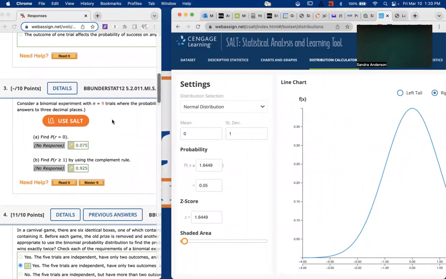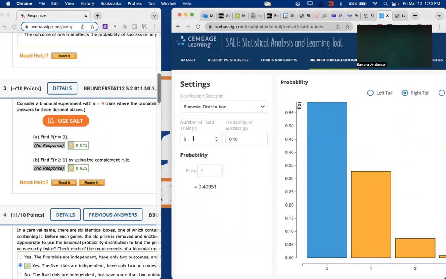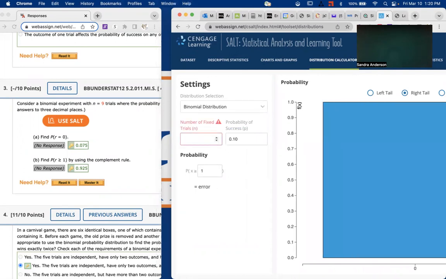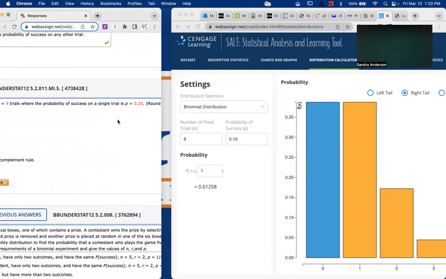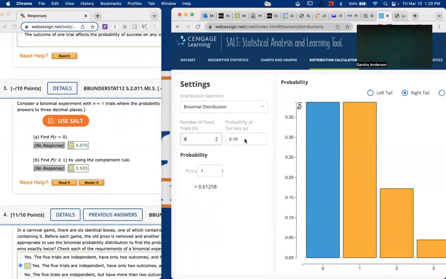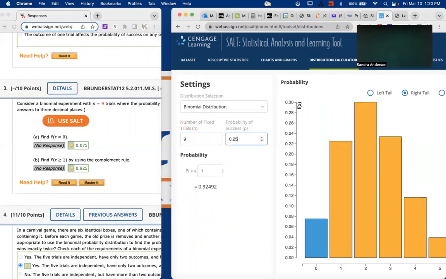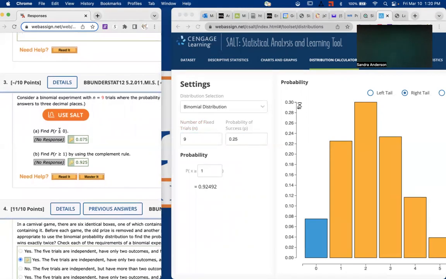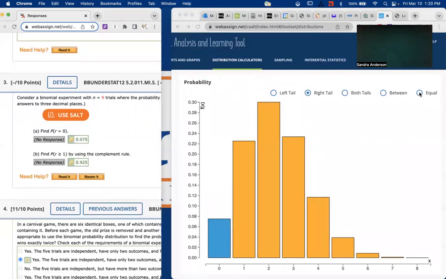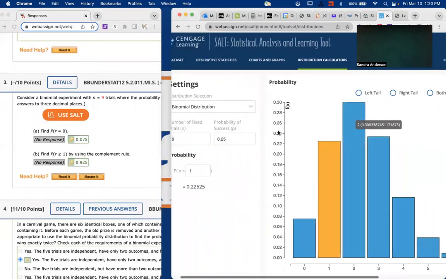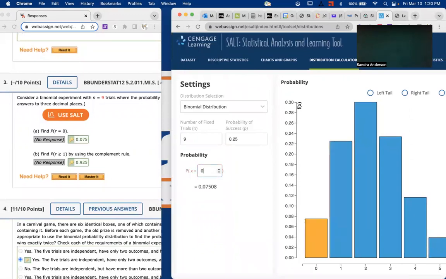And when you do, this is a binomial experiment. So you come over here and choose binomial distribution. It says there are n trials, and n is 9, and it says the probability of success is 0.25. So choose 0.25 here. And we want to know what's the probability of getting 0. So you can come up here and say, what's the probability that we equal exactly 0? That's one way to do it.